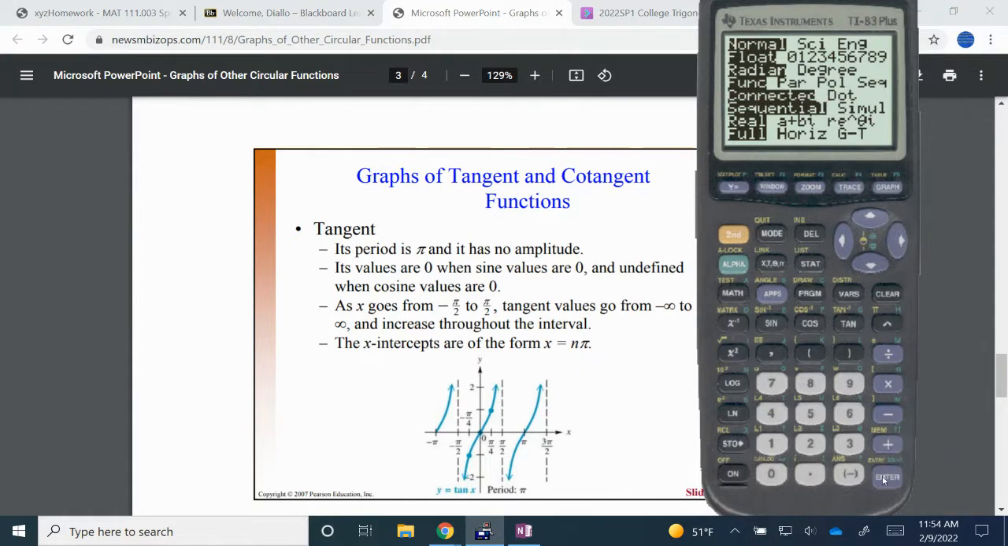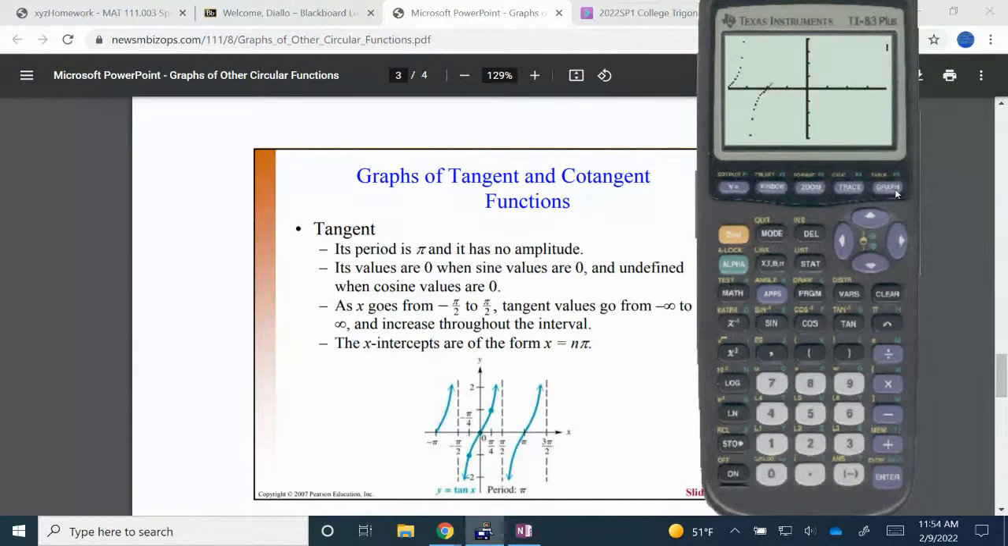Okay, and I'm going to graph this using the dot mode. Right, so if we hit graph, notice as we read the graph from left to right, the graph increases. Okay, so a tangent function should always increase from left to right.